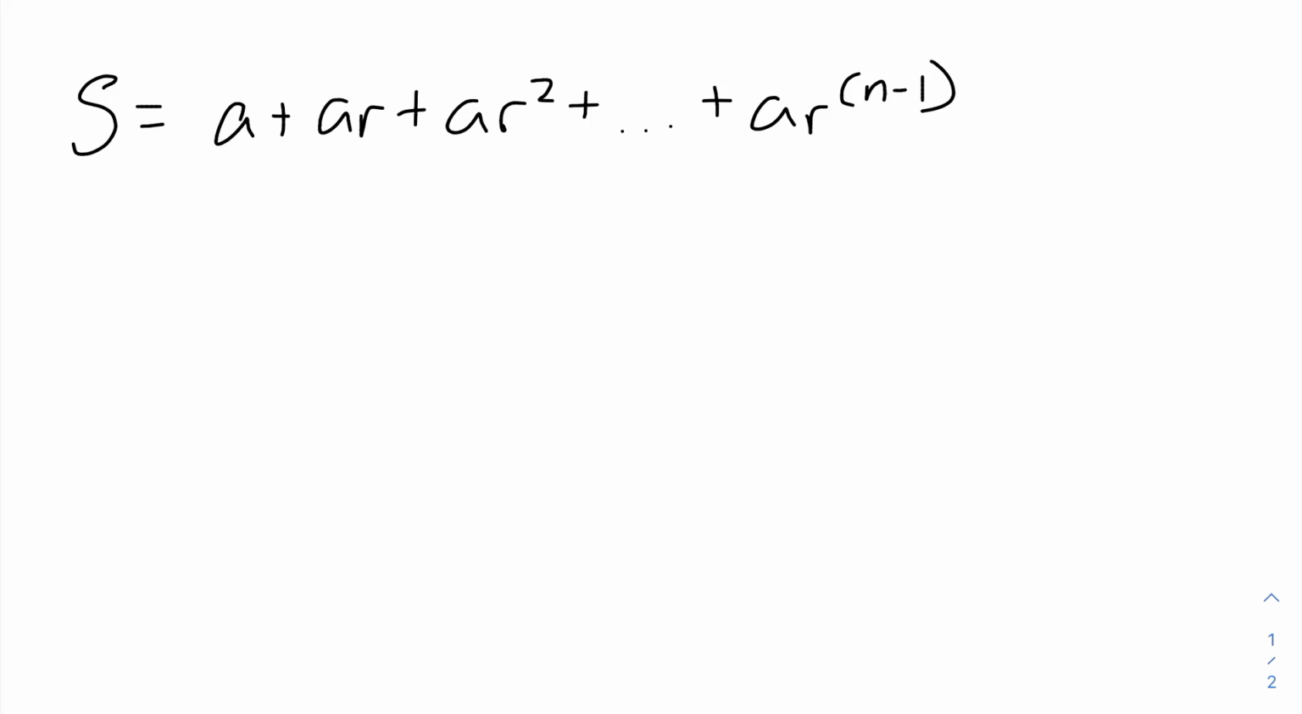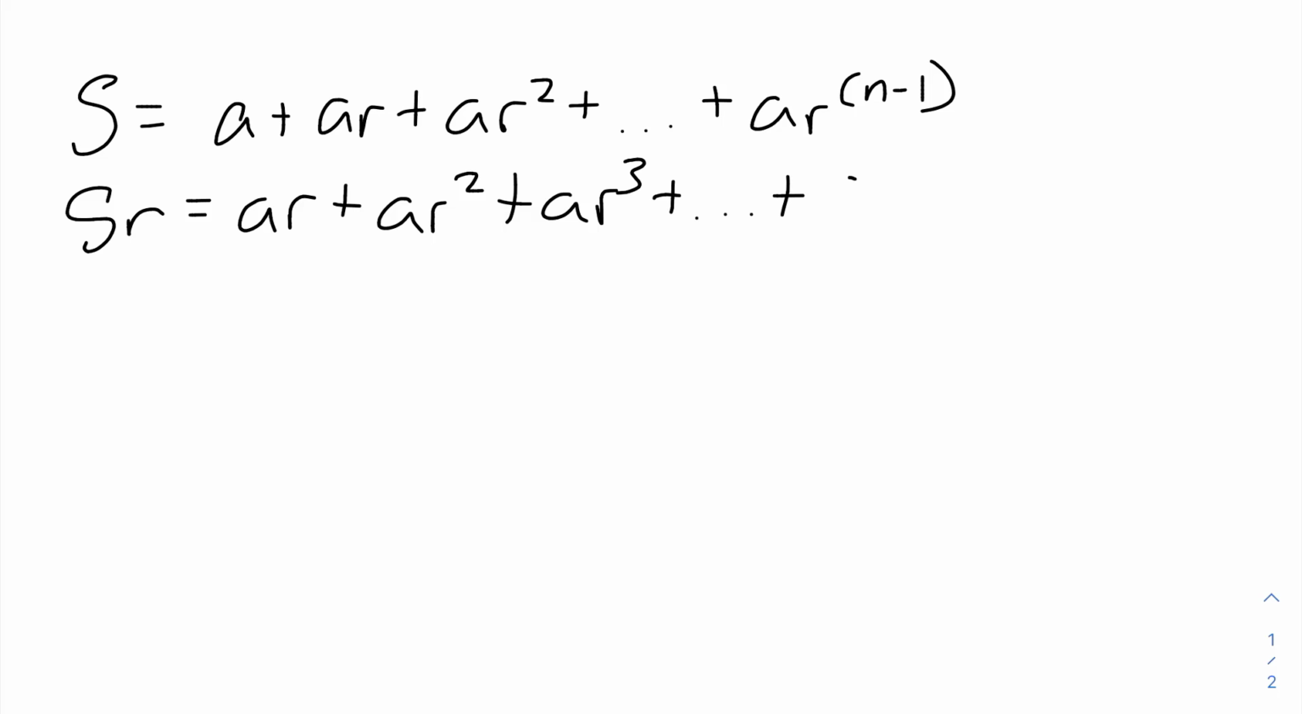So to find this formula, we're going to want to get rid of most of the terms in the series. We can do that by multiplying both sides by R first. So we're going to have S times R is equal to AR plus AR squared plus AR cubed all the way up to AR to the power of n minus 1 plus AR to the power of n as our last term.